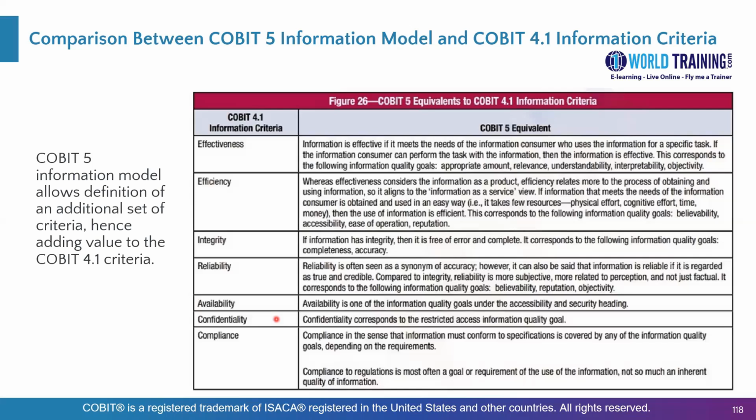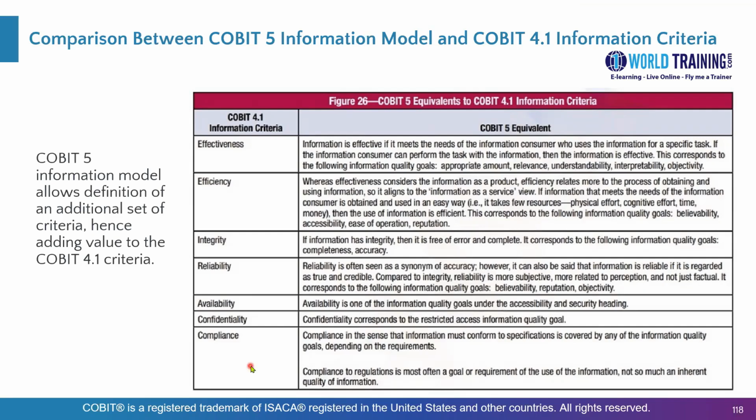For example, implement access controls, data encryption, data masking, firewalls, intrusion detection systems, and other security measures to protect information from unauthorized access and disclosure. And they will also consider legal, regulatory, and contractual requirements to ensure that the information is kept confidential according to the laws and regulations. Now here in the COBIT 5 equivalent, confidentiality corresponds to the restricted access information quality goal. And this is coming under the security or accessibility quality, where we have the availability or timeliness goal and the restricted access goal.